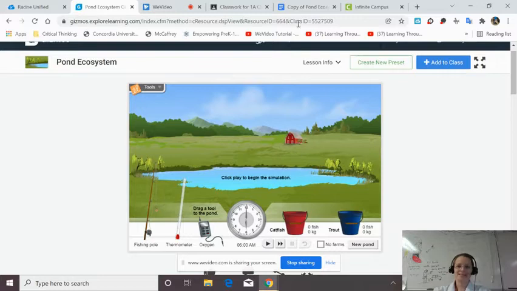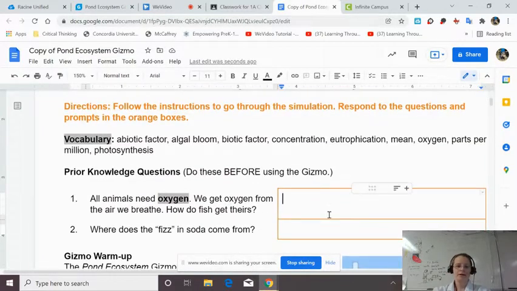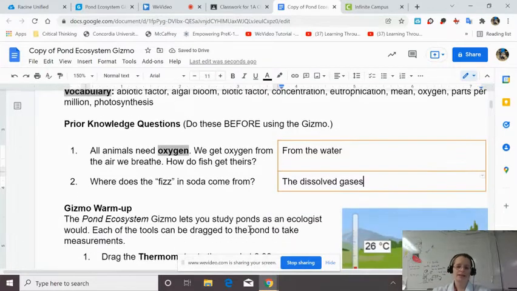All right, let's get started. So all animals need oxygen. We get ours from the air. How do the fish get theirs? Yeah, sure, from the water. They use their gills and they absorb the dissolved oxygen from the water. And where does the fizz in soda come from? I'm going to be a bit more scientific than you would. The dissolved gases, specifically the carbon dioxide that's dissolved in there.